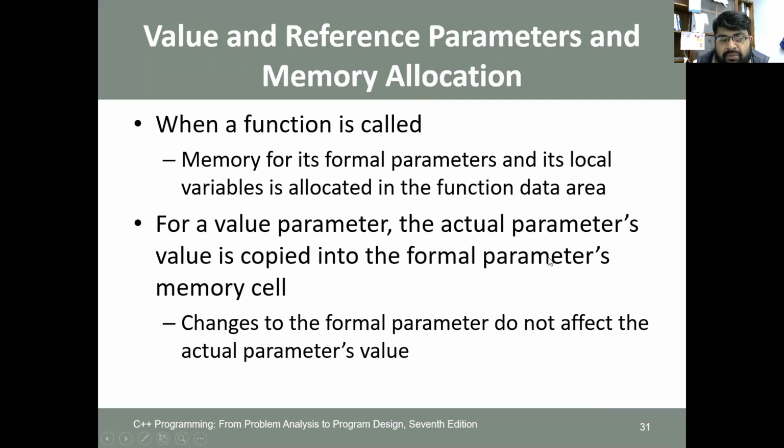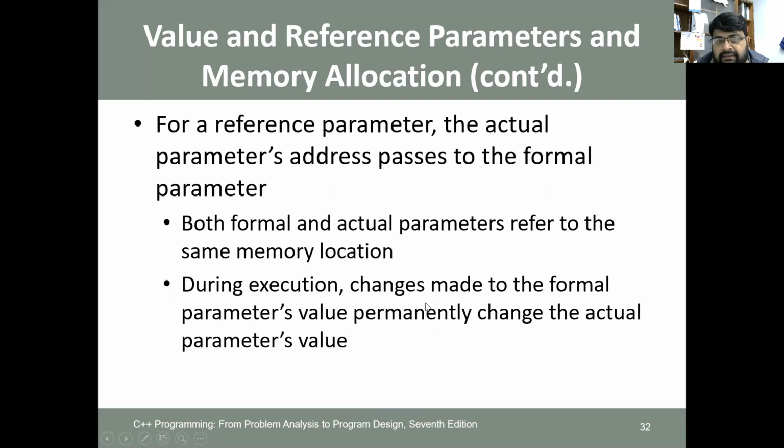For a value parameter, the actual parameter's value is copied into the formal parameter's memory cell. So the space which is allocated for the formal parameter receives the value for the value parameter. Changes to the formal parameter do not affect the actual parameter's value. This is something that I've already said. Since they have different memory spaces allocated to them, any change to the formal parameter value will not be reflected in the actual parameter, and hence it will not affect the actual parameter's value either. For a reference parameter, however, the actual parameter's address is passed to the formal parameter.